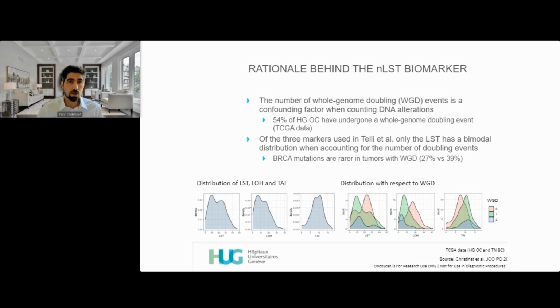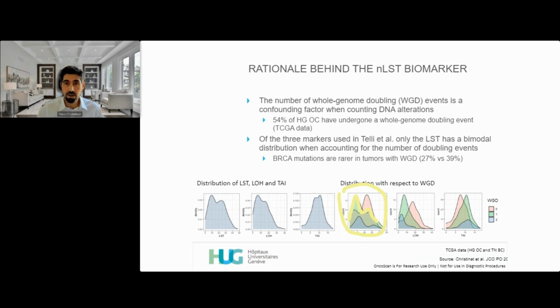So what we did is look at the three markers from Telli et al., from the GIS score, in light of the number of whole genome doubling events. And what we could see is that only the LST here retains a bimodal distribution. We want a bimodal distribution because a biomarker should identify the two populations. They should show this camelback shape for the distribution, which we see here. But we don't see this camelback shape in the other markers. So the other markers mostly represent the fact that there is a whole genome doubling or not.